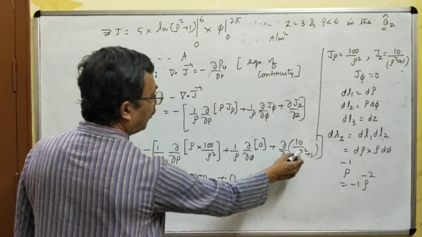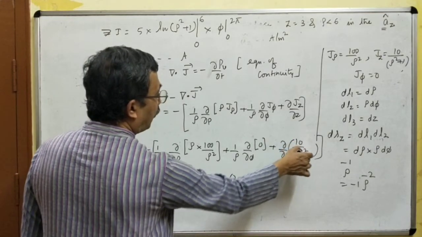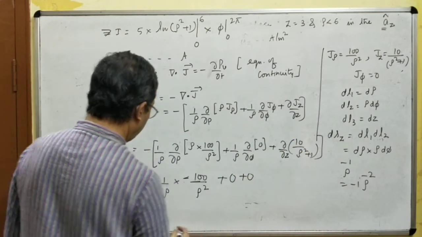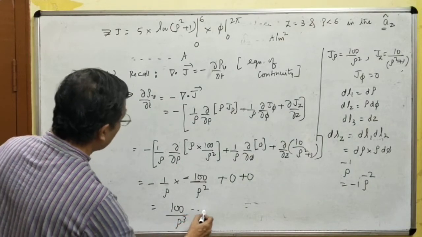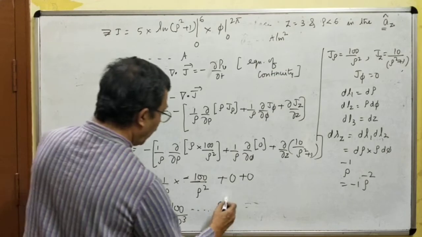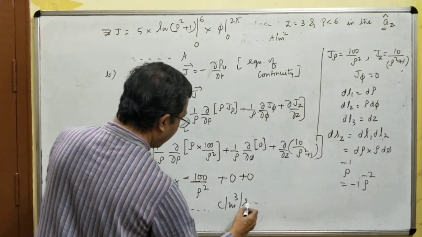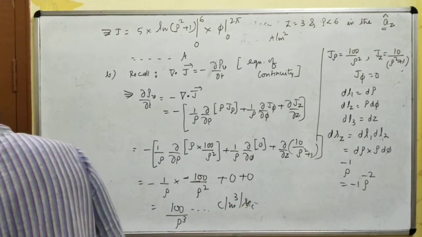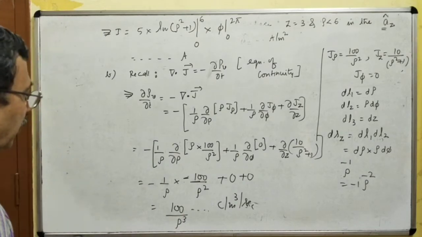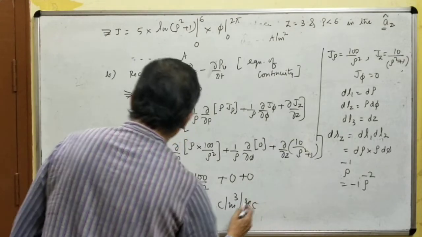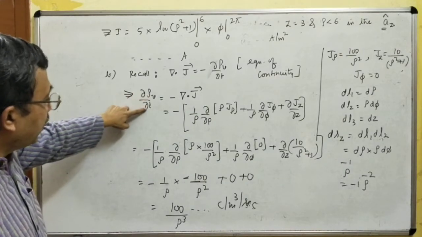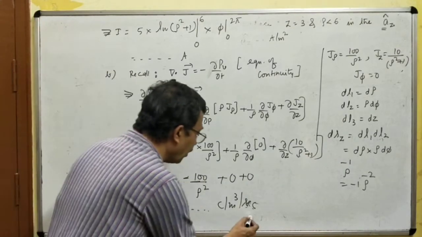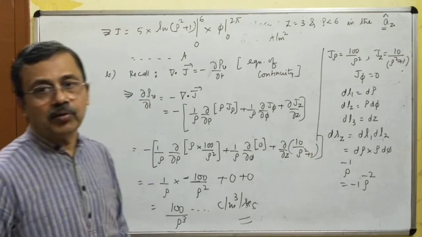This is 0 because if you differentiate a function of ρ with respect to z, the result is 0. So you get 100 divided by ρ cube, so many coulombs per meter cube per second. This is the expression: 100 divided by ρ cube, coulombs per meter cube per second. The unit for ρv is coulombs per meter cube. It is differentiated, therefore coulombs per meter cube per second. This is the end of the solution. Thank you.